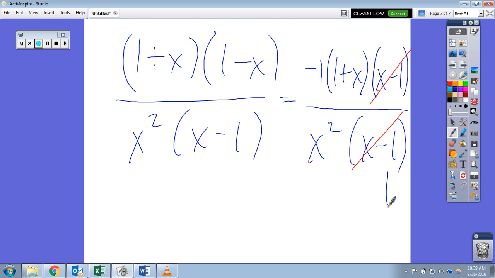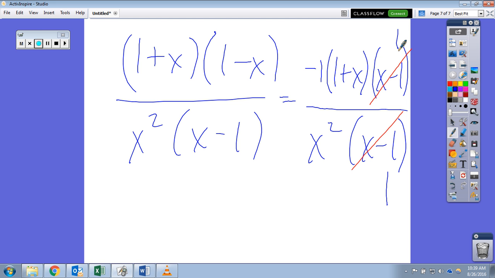Why do you have to take a negative 1x? In order for this to look just like this, I need to factor out -1, because remember the rule: when you factor out -1, it just changes the sign. X minus 1 is already... what do you mean? No, 1 minus x is not the same as x minus 1.